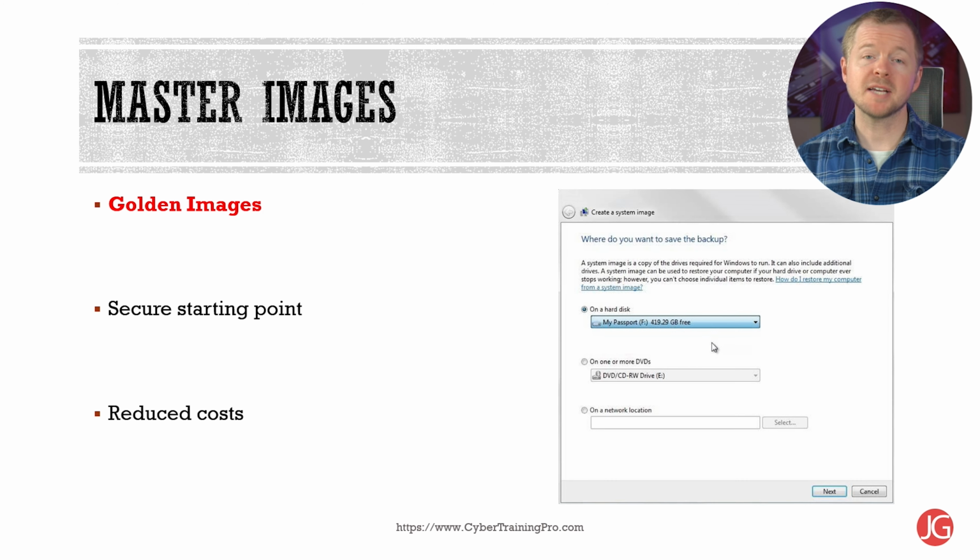Master images or golden images are the version of an operating system that we deploy on our network. These images have been hardened to our liking and they're ready to go. Using a master image allows for a secure starting point because we know that system's hardened. It also allows for reduced costs by reducing maintenance costs and improving reliability of the images that we deploy. We don't want to have the same issues to fix 10, 20, or even more times because that costs the company money.